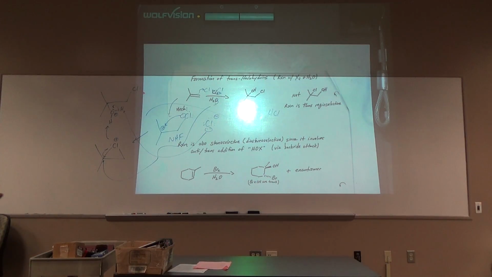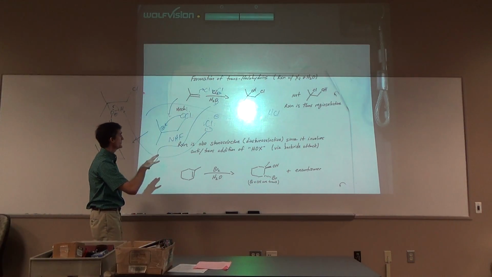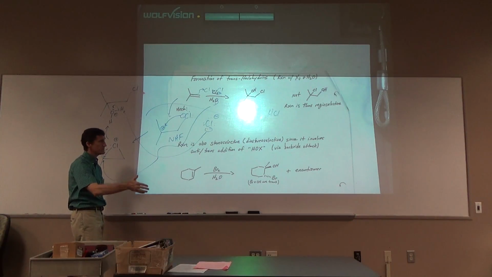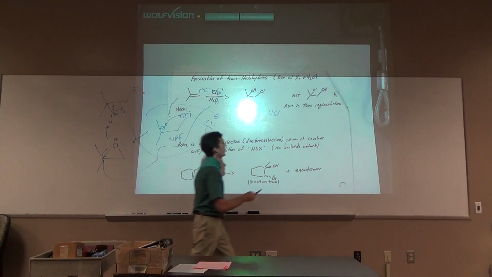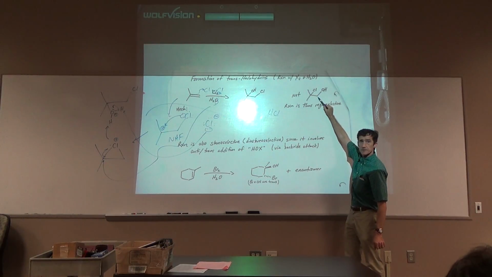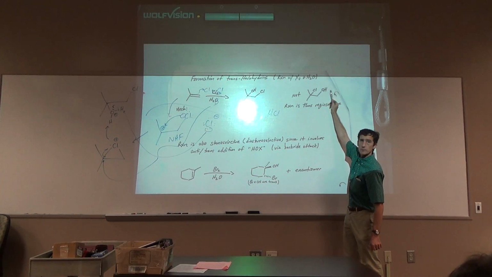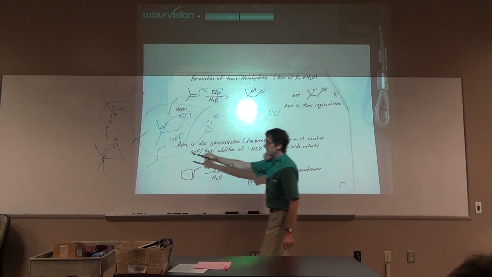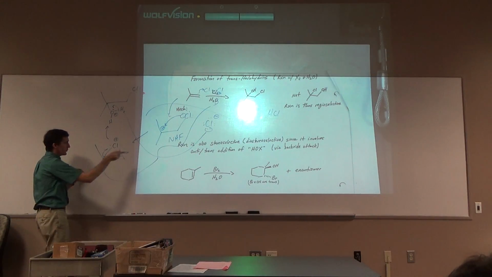Then mechanistic details. The mechanism is very similar to the others. We'll see consistencies going forward. We do not get this. Why does the water not end up on the other carbon, or the OH, which came from water? Because right here, which carbon does water attack?